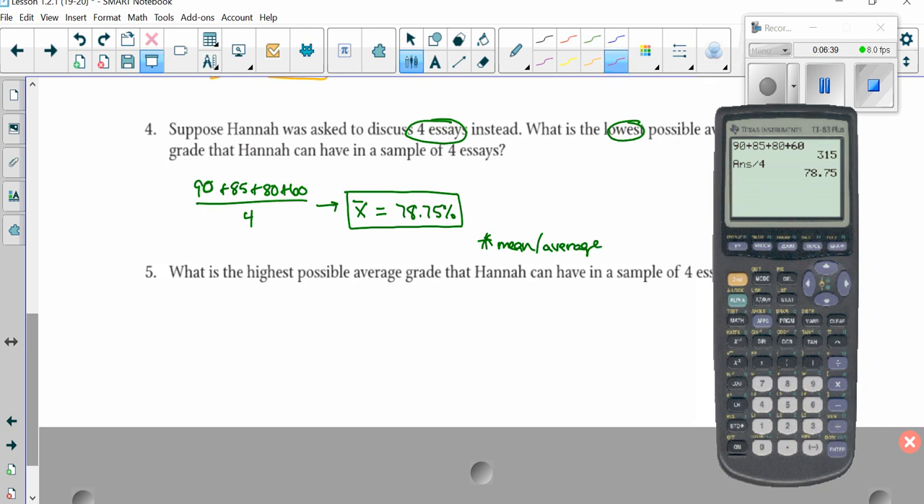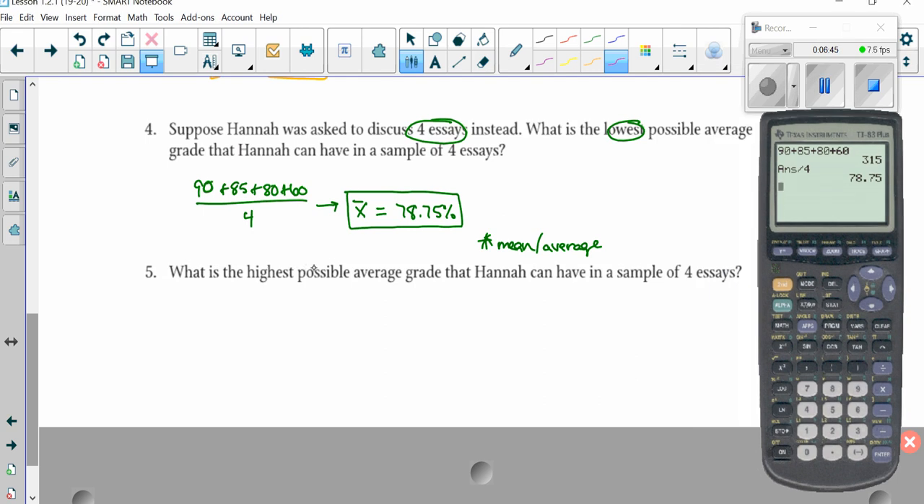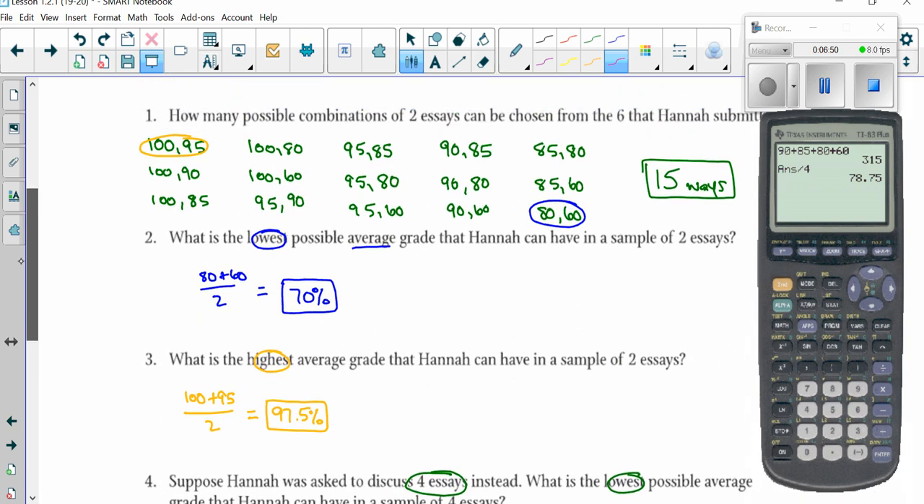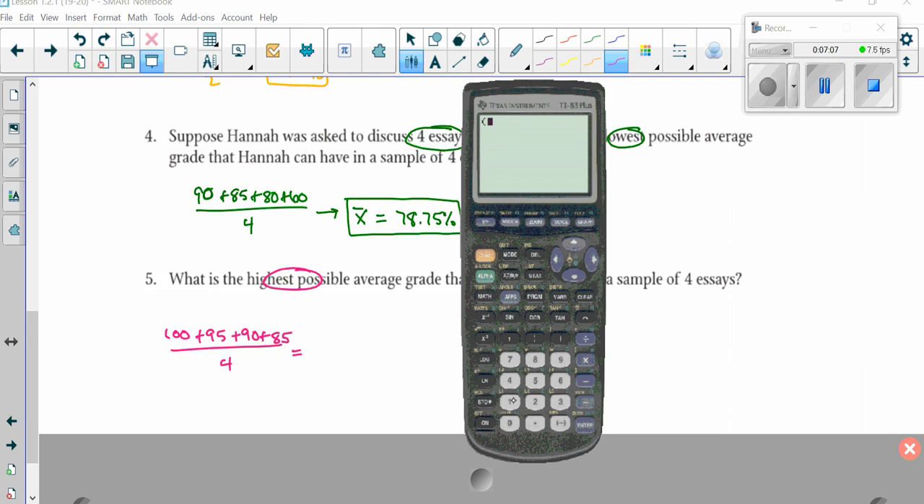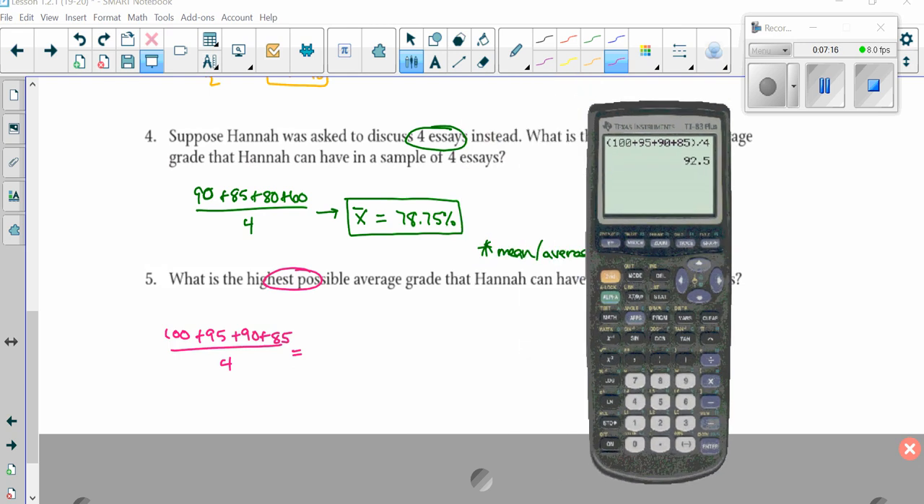Okay. Next one says, what is the highest possible average grade that Hannah can have in a sample of four essays? So now we're doing highest if she has four. So that means we would start with our 100. We'd say 100. Let's see, what were they? 95, 90 plus 95 plus 90 plus 85. And again, since we're adding up four, we're going to divide by four. This time I'm going to put parentheses in my calculator. So 100, 95, 90, and 85, and then divided by 4. So her highest possible average could be a 92.5%.